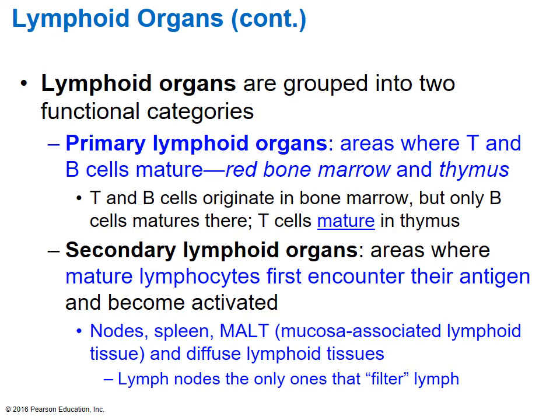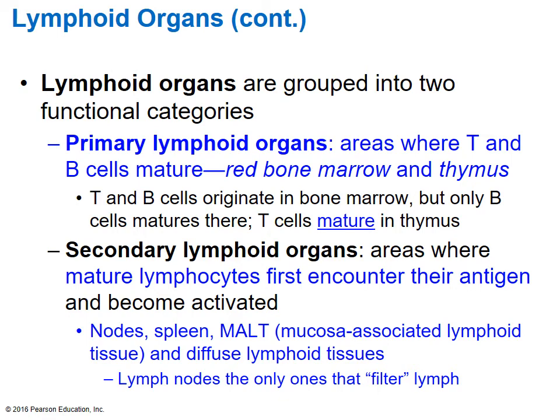Your primary lymphoid organs are going to be your thymus and your bone marrow. And the way you're going to remember this is you're going to think about your T cells and your B cells. T is for the thymus, B is for the bone marrow.